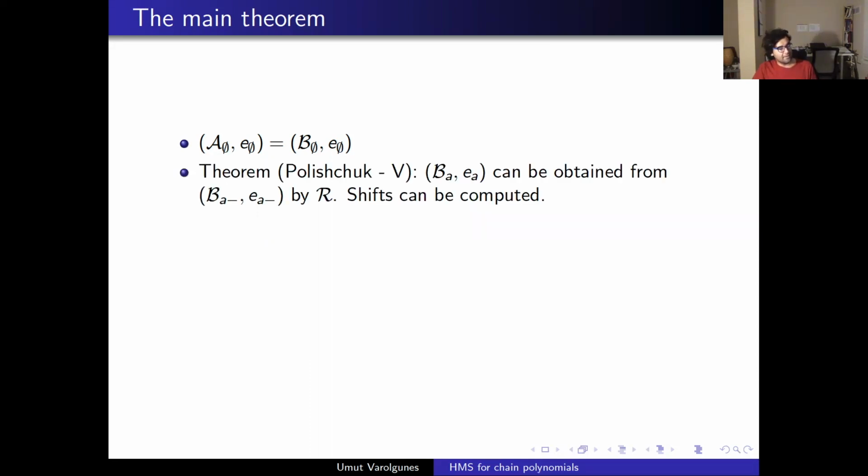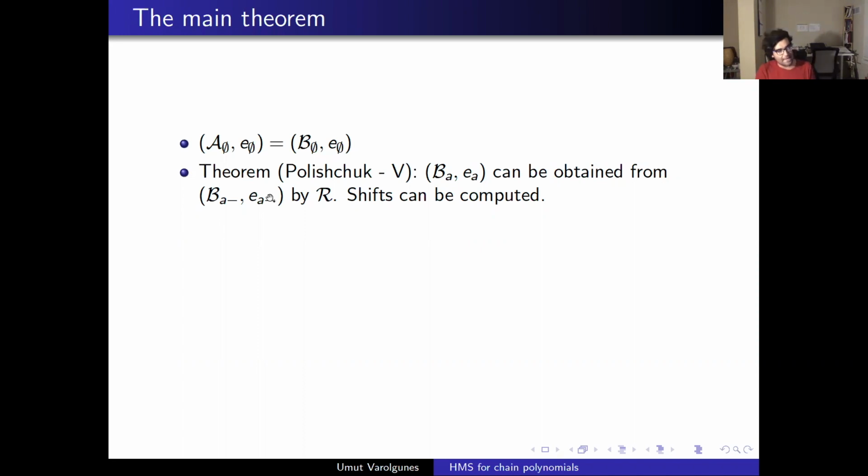The first theorem is what I already mentioned. You can obtain BA from BA minus by this procedure R. Note that there's some choice in this procedure R, where I have to choose the length of the initial subsegment of the helix. That's something I can change.